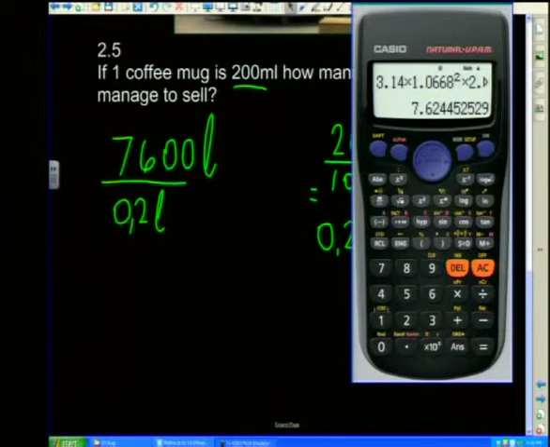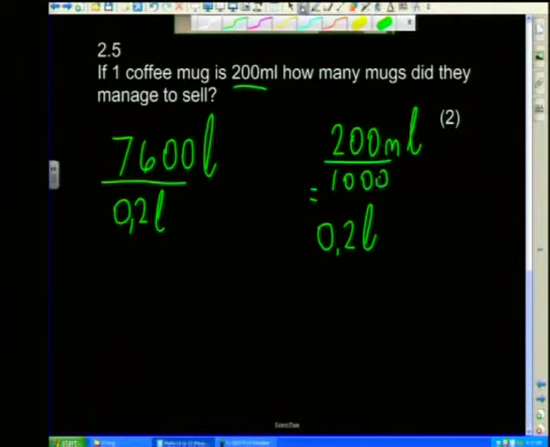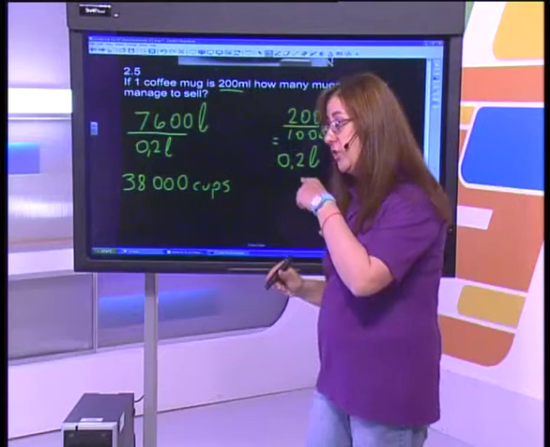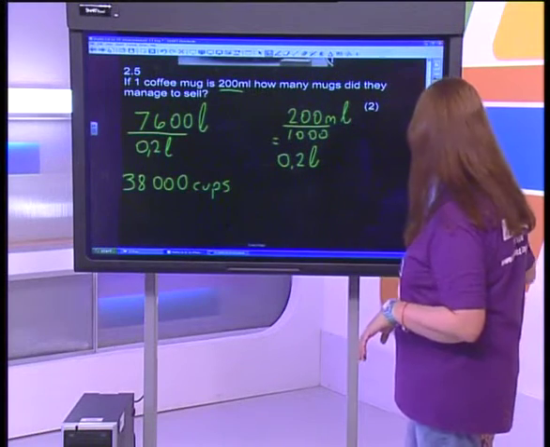So let's get our calculator out. 7,600 divided by 0.2, and they sold 38,000 cups of coffee. It's a lot of coffee. It was going for a good cause. It really was going for a good cause.